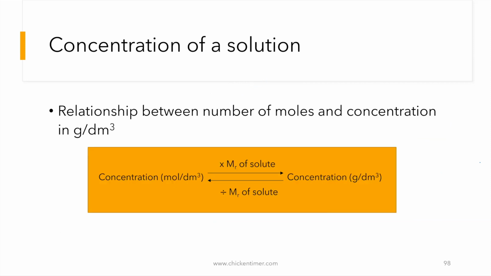Then if you want to convert from mole per dm cube to gram per dm cube, mole to gram, times Mr. You see the arrow sign. So if it's mole to gram per dm cube, you times Mr. But if it's gram per dm cube to mole, you divide by Mr.